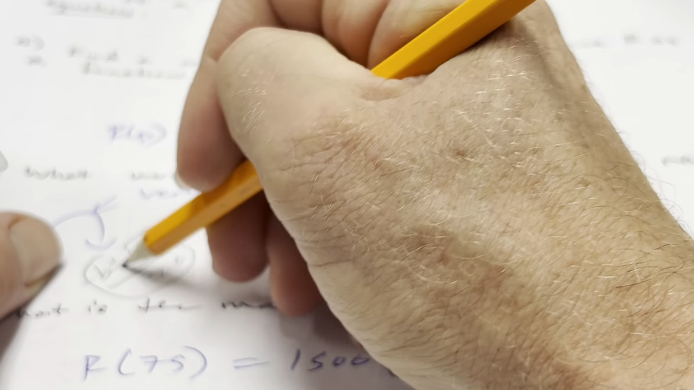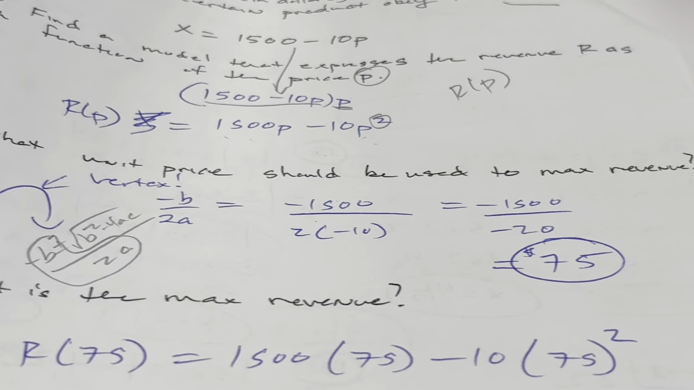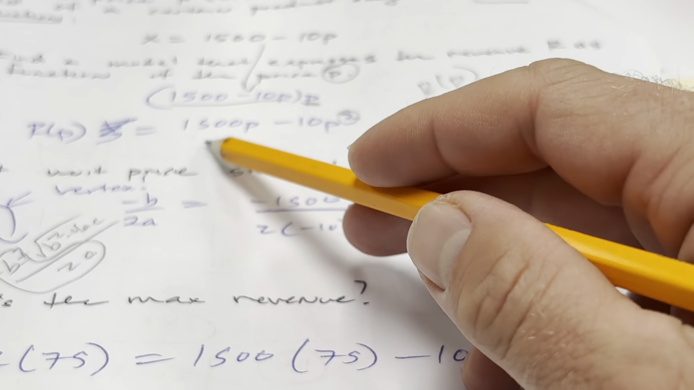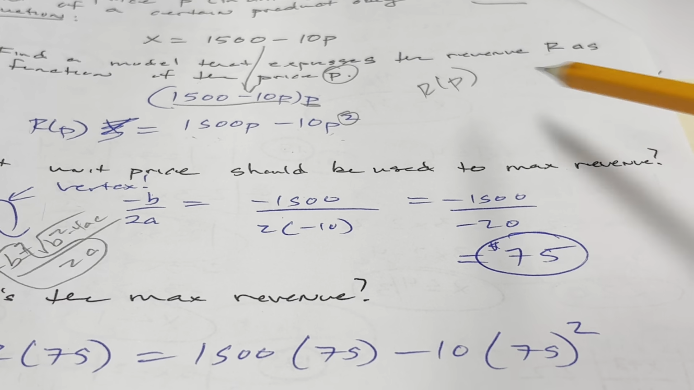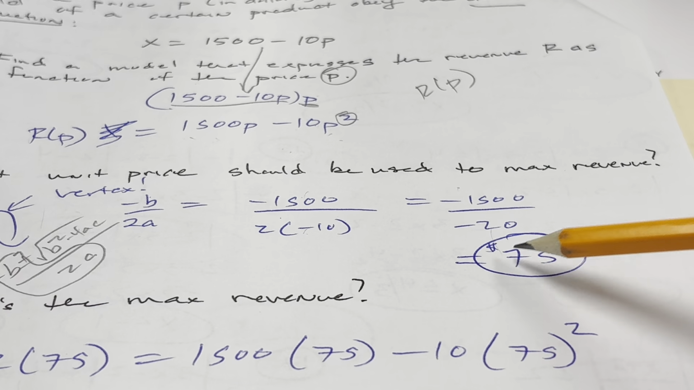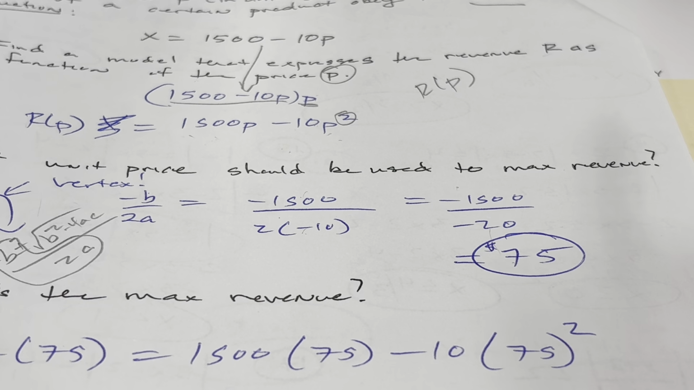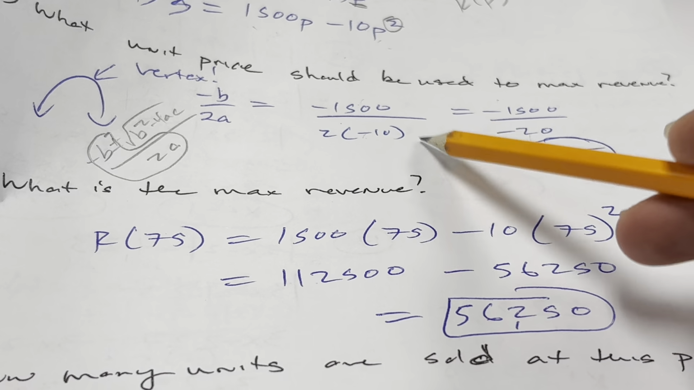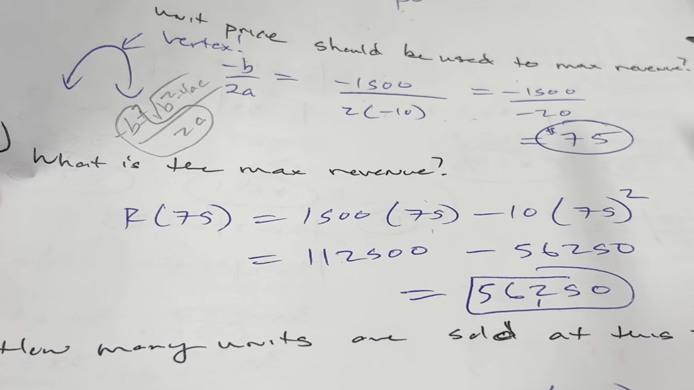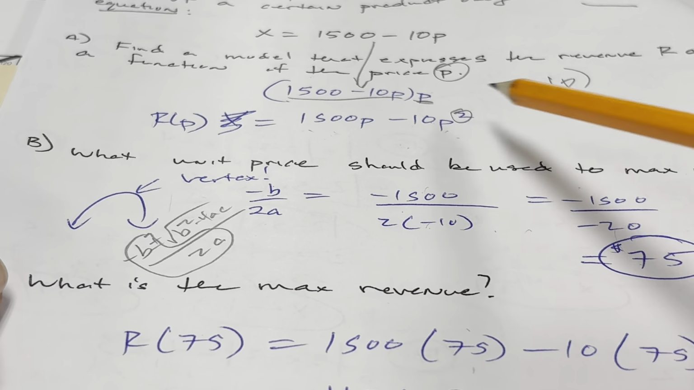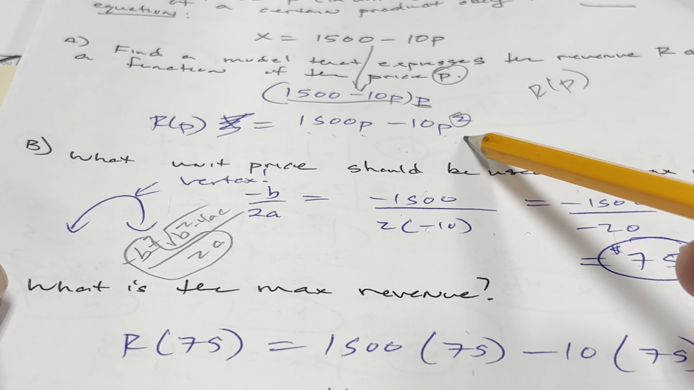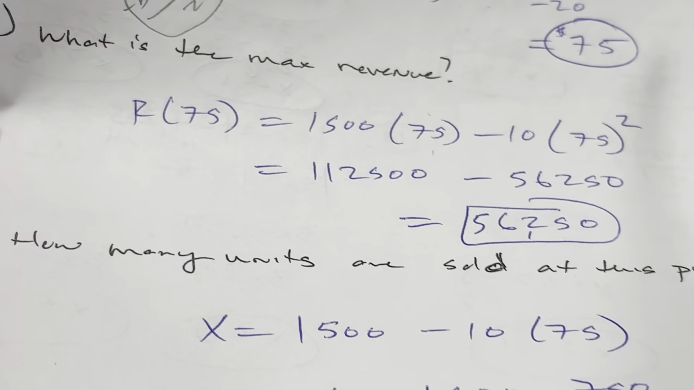It's this part right there, negative B over 2A. So I'm going to say the opposite of 1,500 over 2 times a negative 10, $75. Nice. Then what is, so I'm asking you what the vertex is, but over 2 questions. So then what is the maximum revenue? I'm going to take 75 and plug it in for P there and P there.